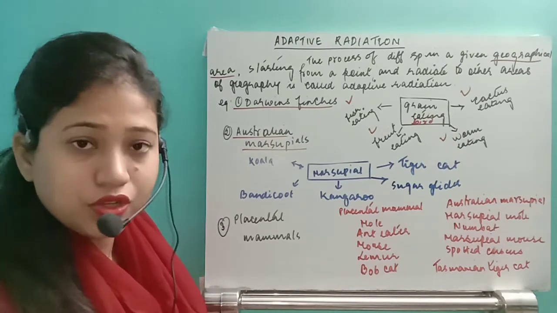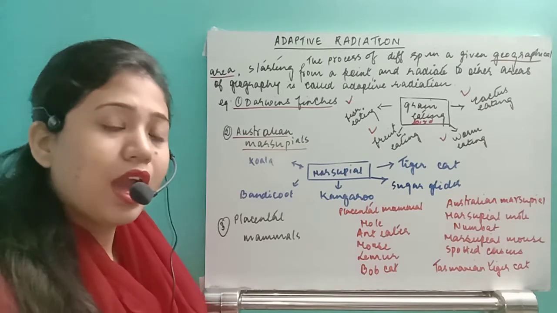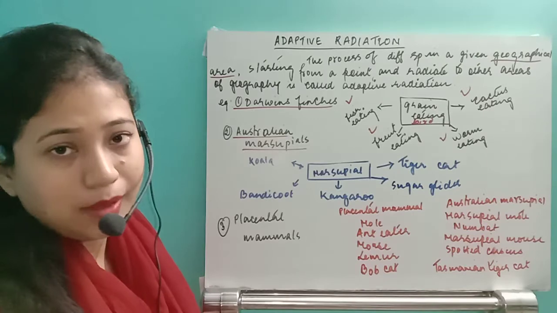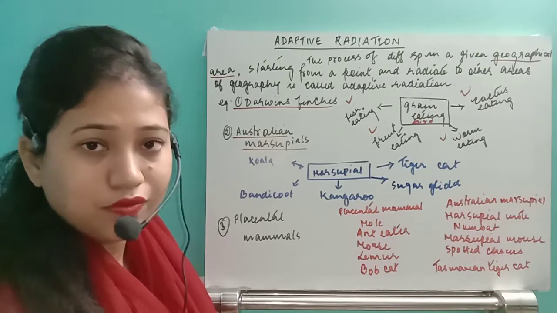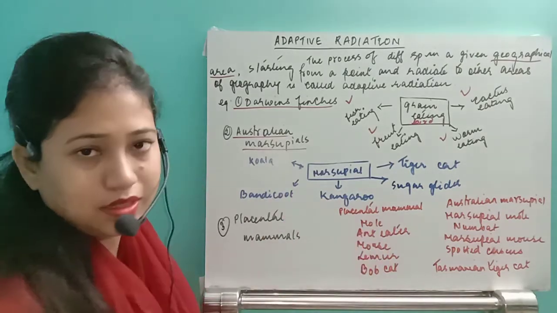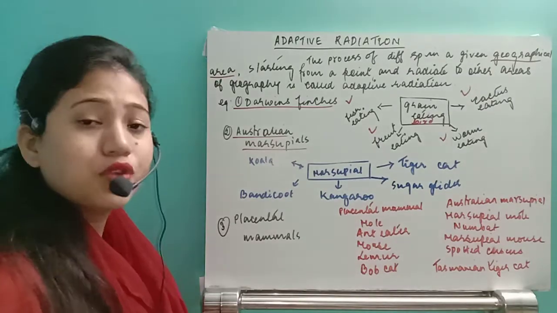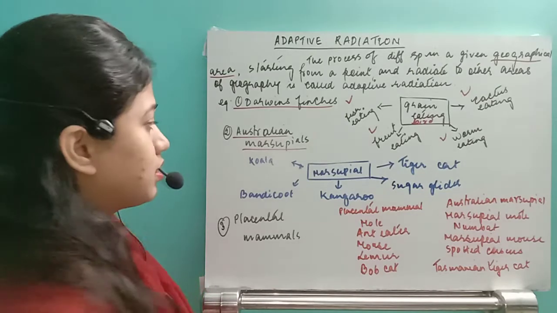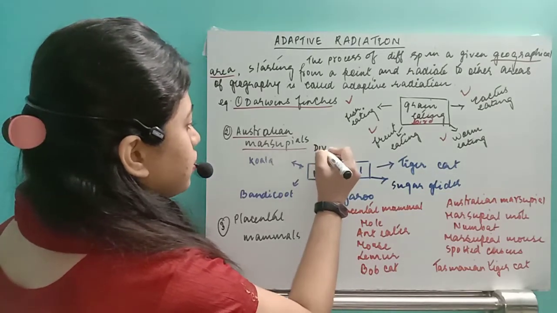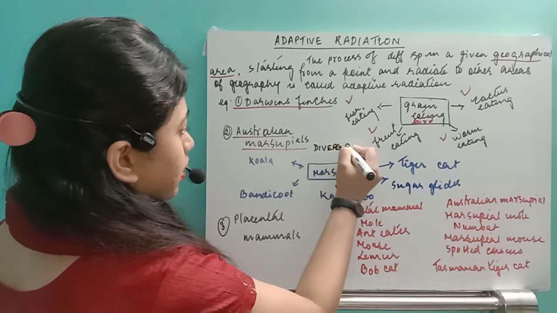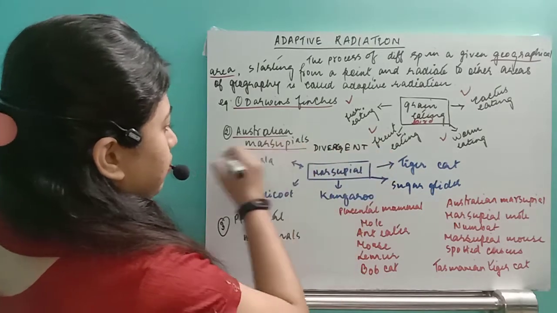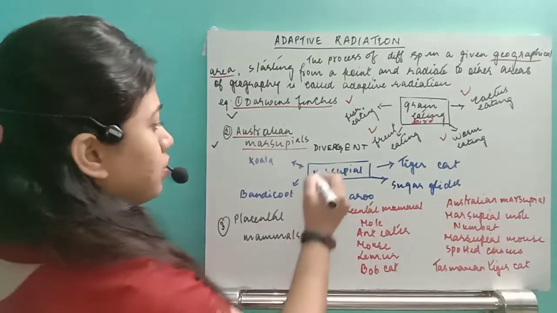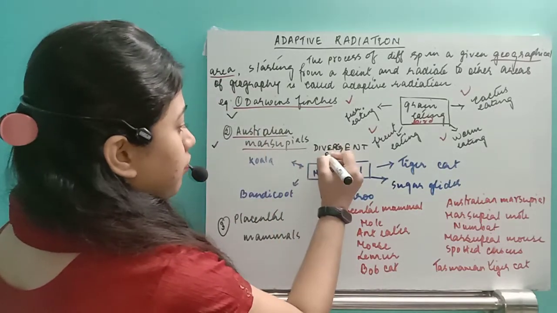So this is Australia, one geographical area, and they had to adapt to different habitats and different food habits. That's why they started to deviate from each other and form a number of species. This Australian marsupial is an example of what type of evolution? This is an example of divergent evolution. Remember, both the Australian marsupial and Darwin's finches are examples of divergent evolution.